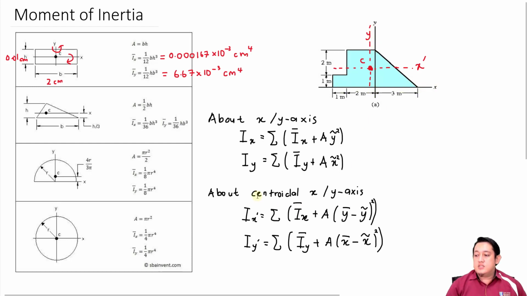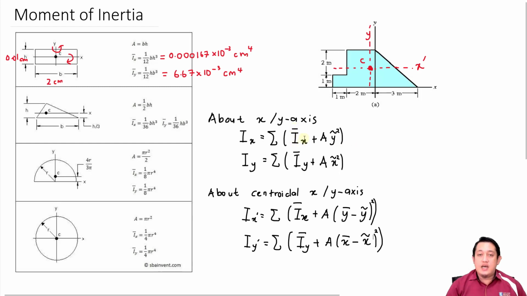And for this one here, centroidal means that we want to rotate about this X prime axis and also this Y prime axis. The total moment of inertia Ix for this whole area is the summation of this one for the square, this one for the rectangle, and also for the triangle. So we need to calculate it one by one, and then we total up everything.